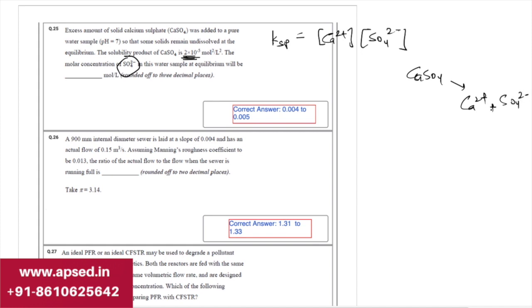So assuming that there is no other source of these two ions, we can say that when it breaks, the concentration of both of these ions will be equal. So we can write this KSP as SO4 ion square, and the value of this KSP is given as 2 into 10 to the power minus 5, and using that we can obtain the sulfate ion concentration here.